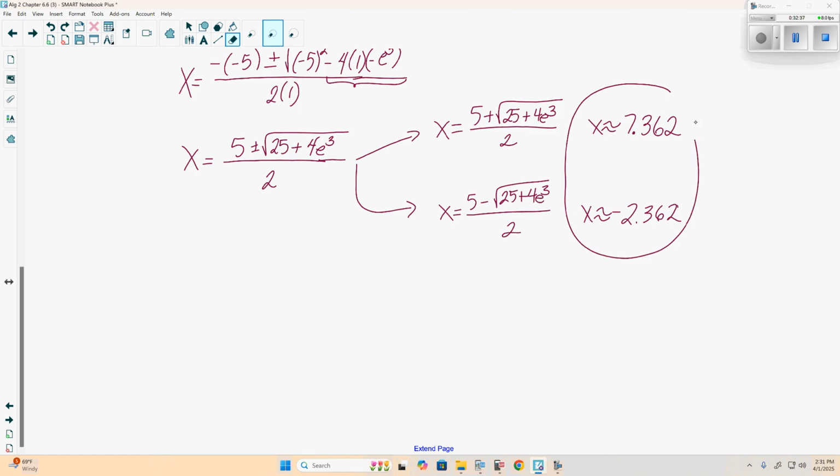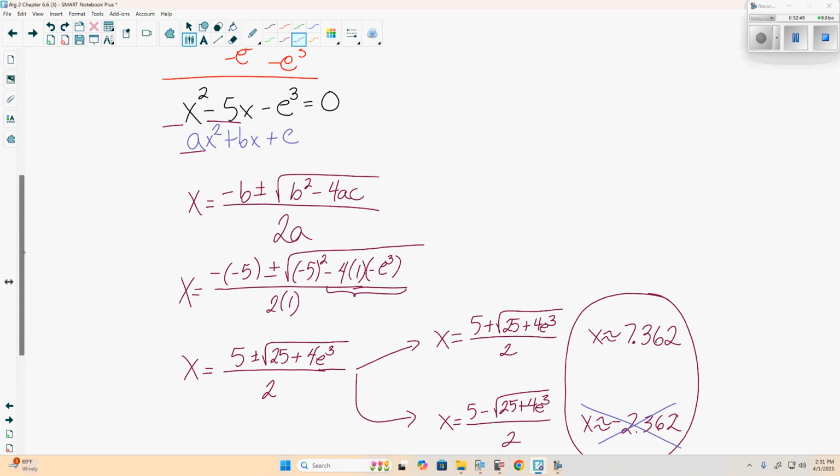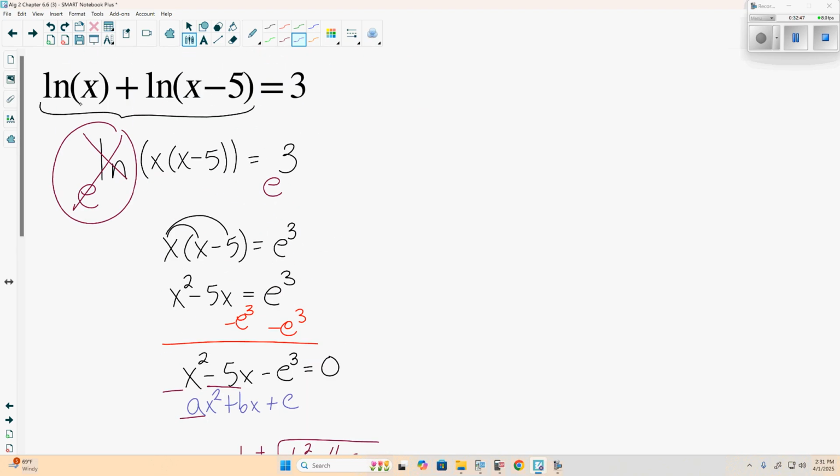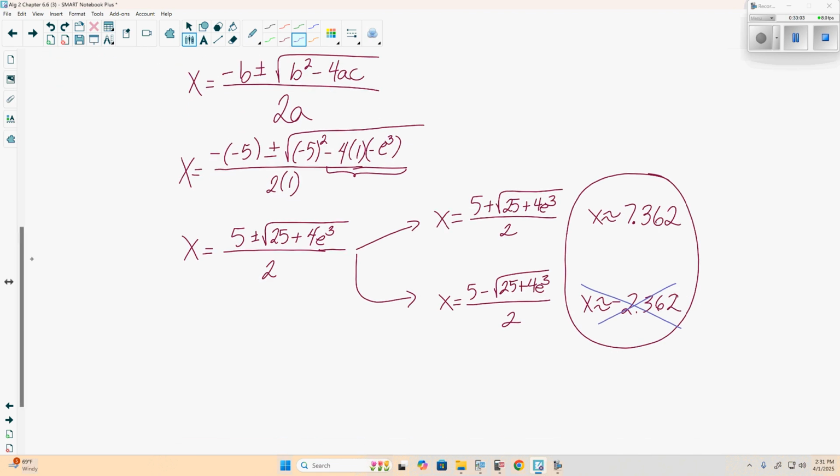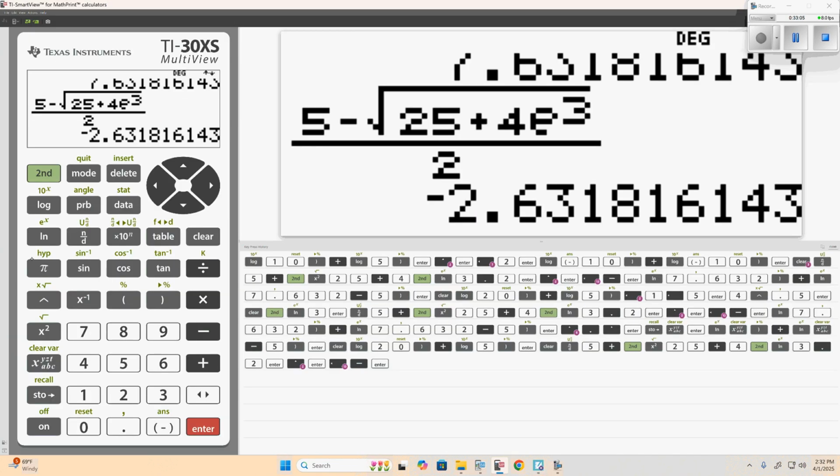So these are our two solutions. Which one do you think is not going to work? The negative. Because if we look back up here, the ln of x, there's no way to get that negative value to be positive. It's just going to be the natural log of negative 2.632. I can't have a log of a negative. So we can check the other one, 7.632.